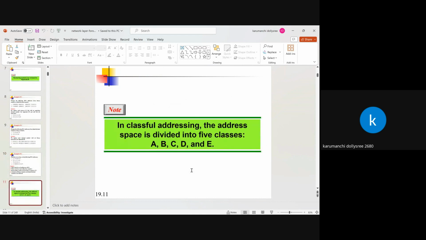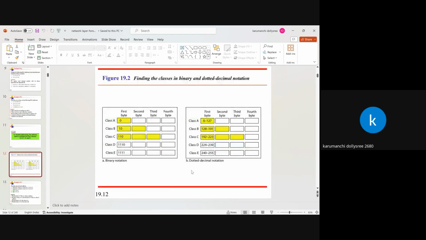We have two different addressing techniques here. One is classful addressing and the other is classless addressing. In classful addressing, the address space is divided into 5 classes: class A, class B, class C, class D and class E, right? Let us see how we find classes in binary and decimal notations.